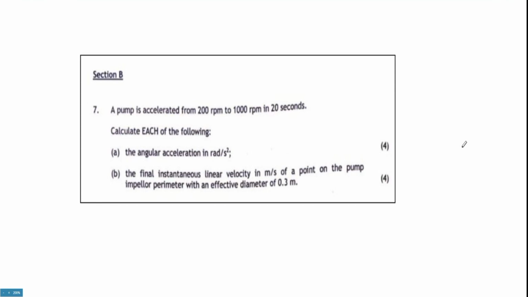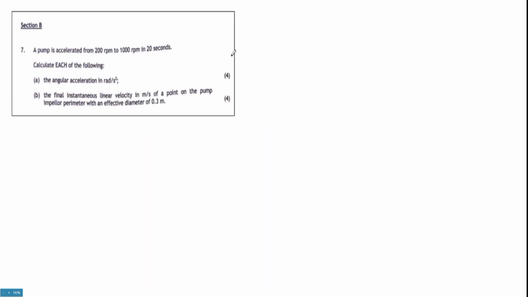Okay, so now we're going to move on to section B, which is less pure mathematics and more applied engineering, applied mechanics. So the first part is: a pump is accelerated from 200 RPM to 1000 RPM in 20 seconds. Calculate each of the following: the angular acceleration in radians per second squared. There's a few different ways to do this, and going through this with my students and getting feedback from the course, we see different ways of doing it. So I'm going to be using the way that I use mostly for engineers, because I'm using cut down, simplified versions of it in order to calculate all this angular momentum, angular rotation.